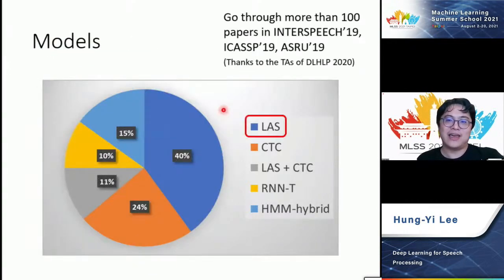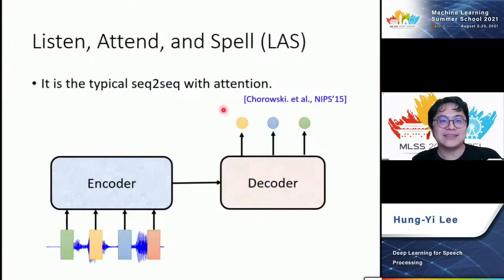So what is LAS? It is nothing special. LAS is listen, attend, and spell. It has a fancy name here, but actually it's just the typical sequence-to-sequence model with attention. Listen means encoder. Attend is attention. I do not have to describe what is attention for you. Spell is the decoder. So the most popular model in speech recognition, LAS, is just a sequence-to-sequence model.